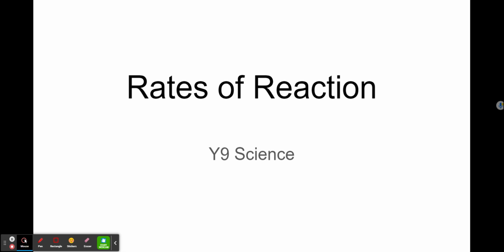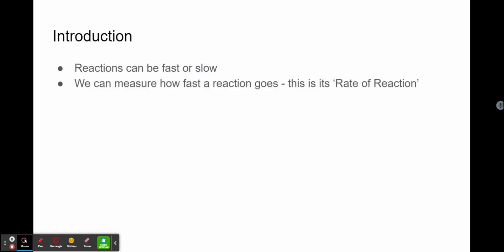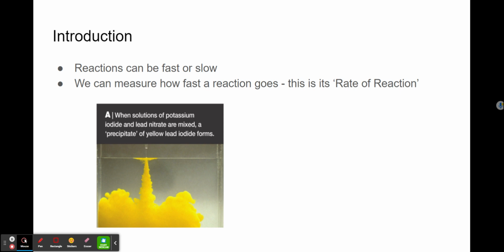So in this video, we're going to have a look at rates of reaction in chemistry. A quick introduction: chemical reactions can be fast or they can be slow. I've got a couple of examples here. If we mixed potassium iodide and lead nitrate, like in this picture here, we would get a yellow precipitate formed immediately. So this is a very fast reaction.